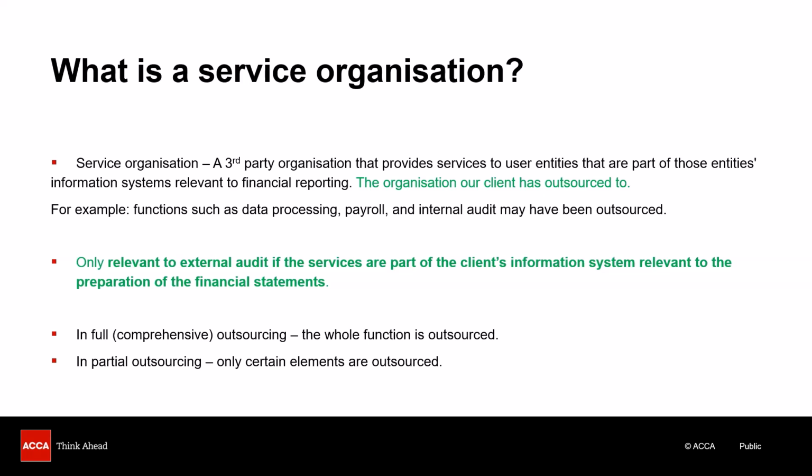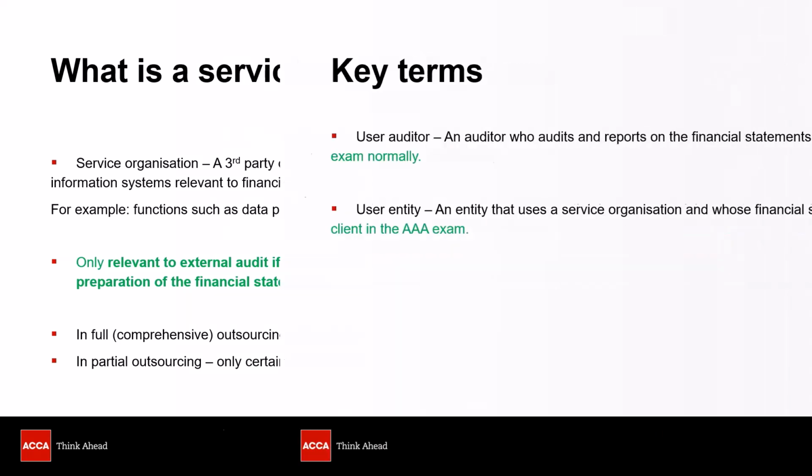Or it could be partial outsourcing. For example, the service organization only executes the transaction when the client requests it, or maybe acts as a custodian of assets. In this case, our client would probably be maintaining all internal records related to that function. So we're going to be looking at the contract to find out what the situation is. So from this screen, the key takeaway is service organization is the company that the function has been outsourced to. And this will only be relevant to us if it's related to the financial statements. And we will need to find out whether it is full outsourcing or partial outsourcing.